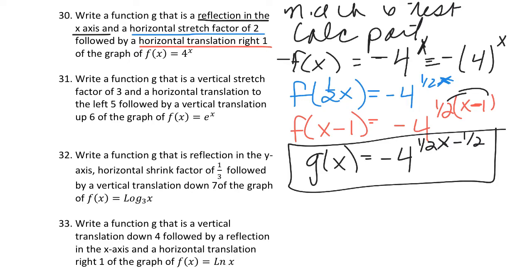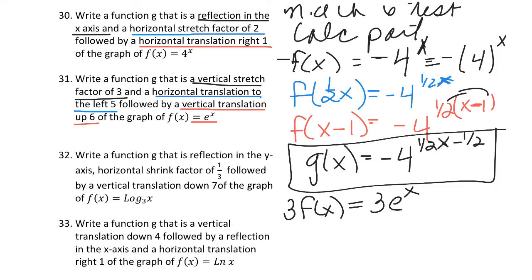Okay. Number 31. Write a function g that is a vertical stretch factor of 3 and a horizontal translation to the left 5, followed by a vertical translation up 6 of e to the x. So the first, vertical stretch factor of 3 is 3 f of x, which is 3 e to the x, 3 times e to the x.